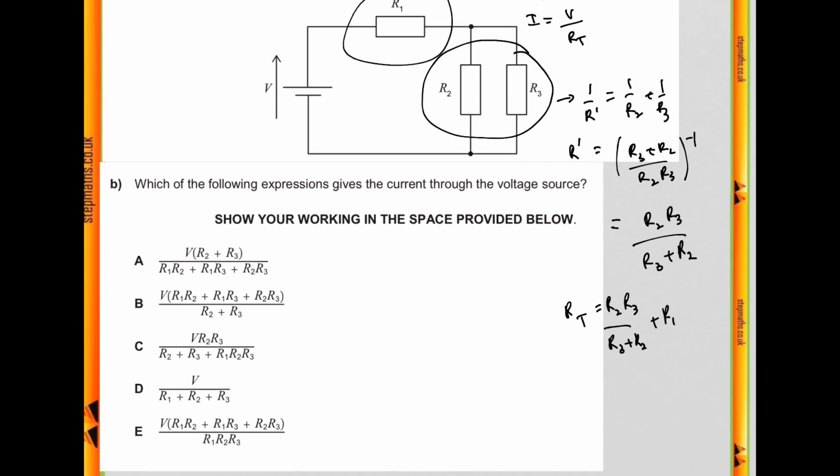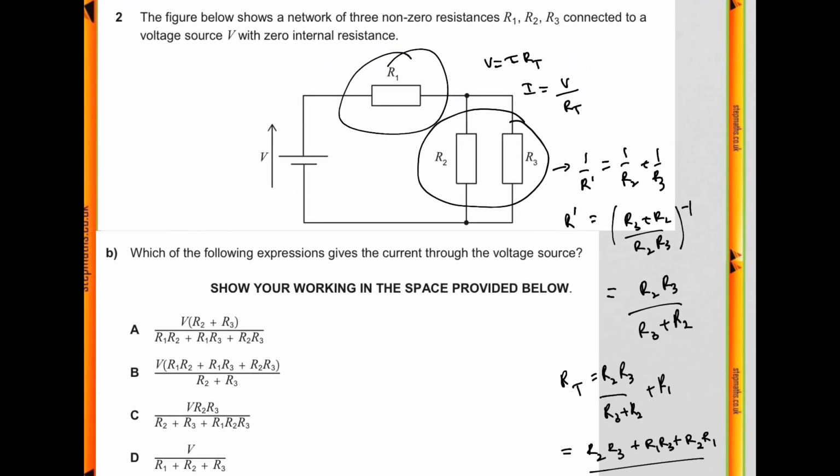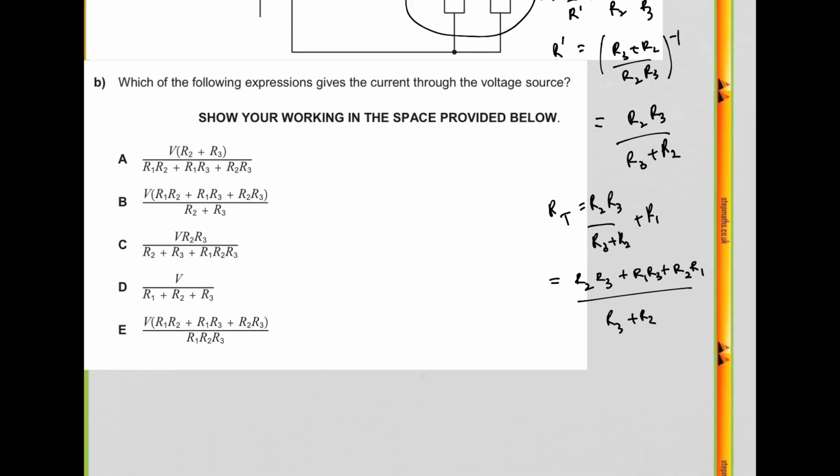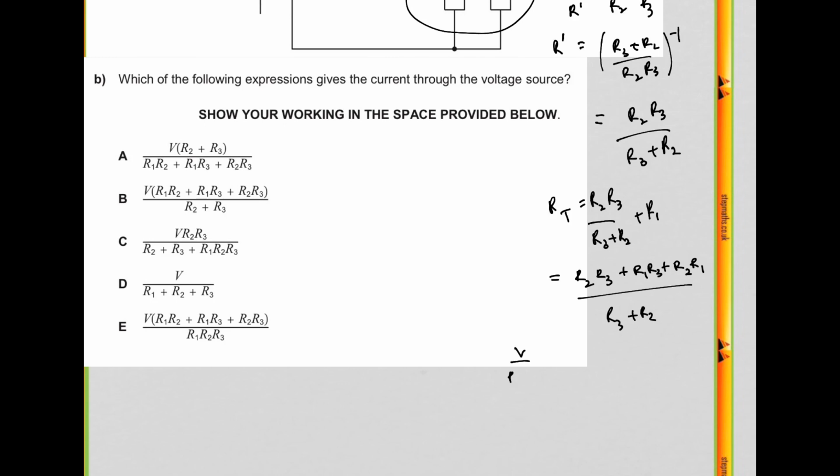Now let's put everything under a common denominator. So this is equal to R2 R3 plus R1 R3 plus R2 R1, the whole thing divided by R3 plus R2. So now to find the total current, as we recall, we need to use this expression here. So we're just going to take V and divide by that. So V over RT is just going to be V times R3 plus R2, divided by R2 R3 plus R1 R3 plus R2 R1. Okay, so this is the expression we got.